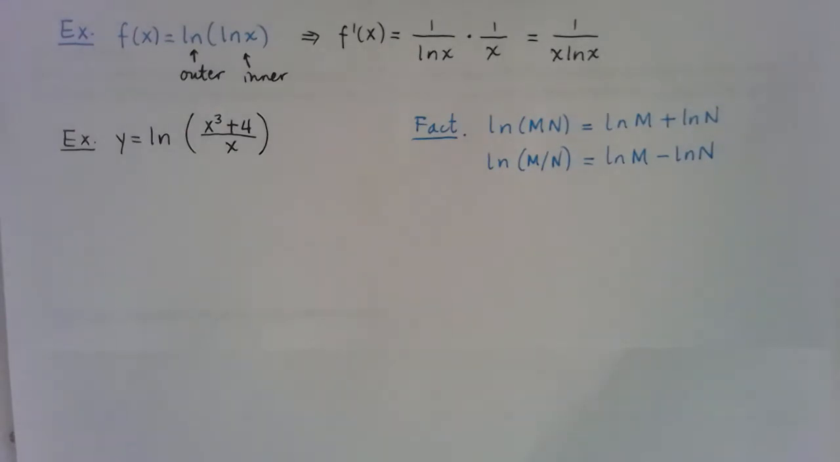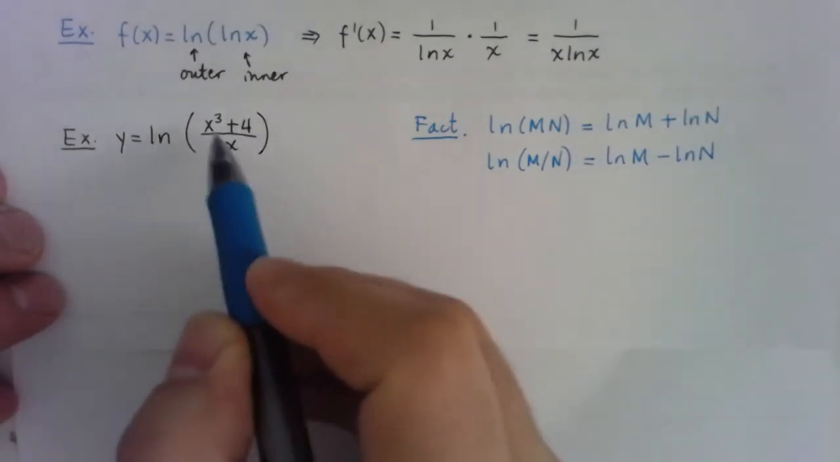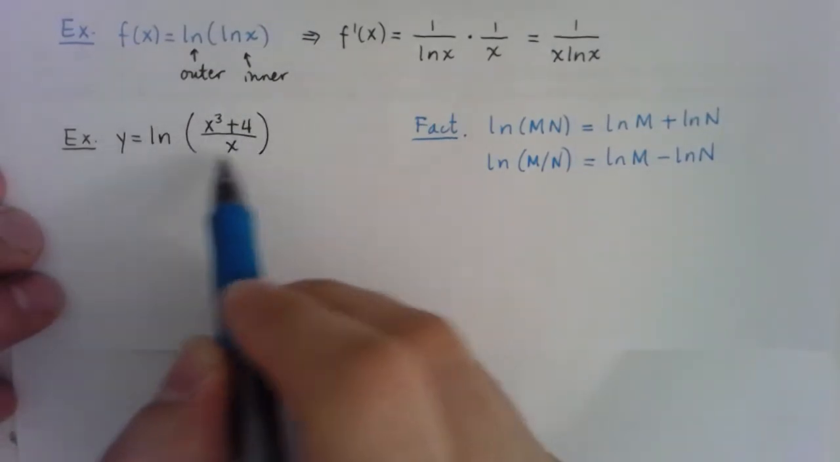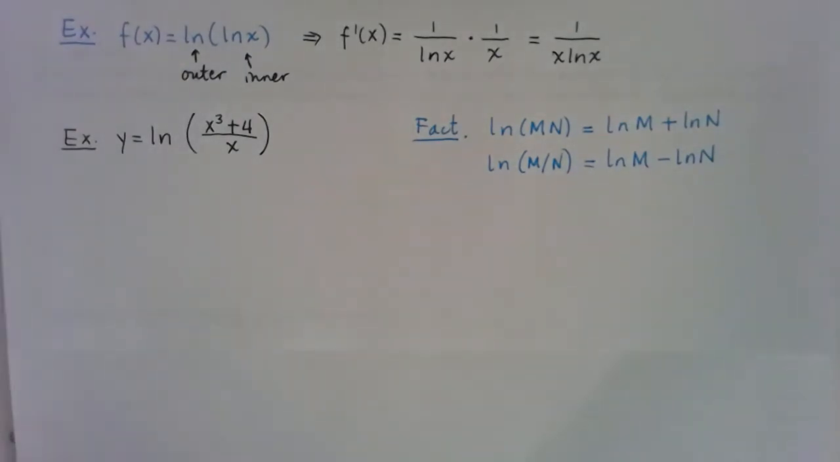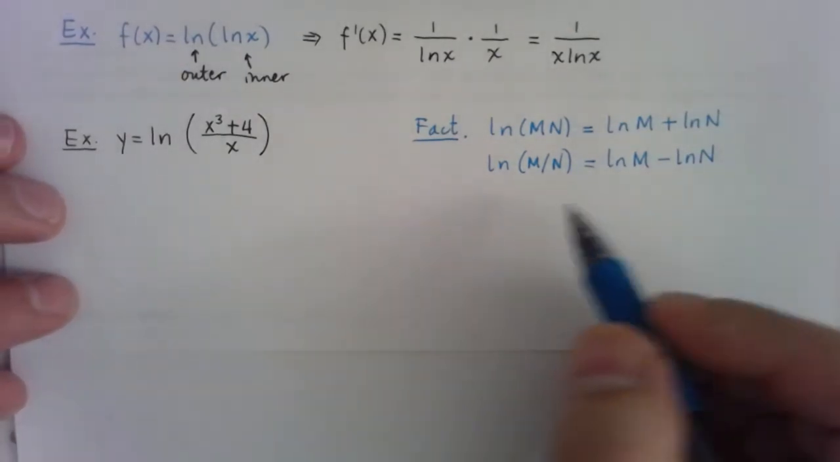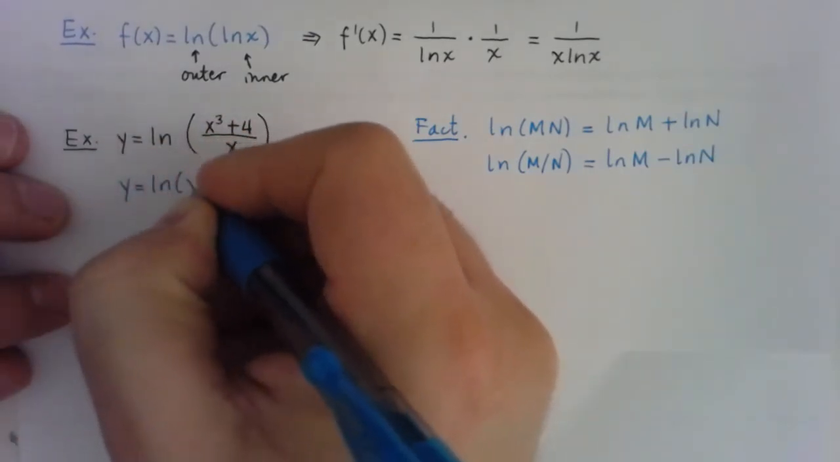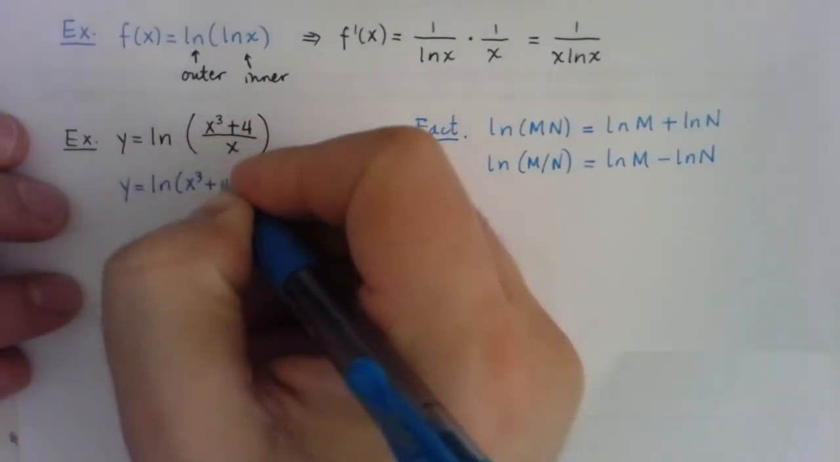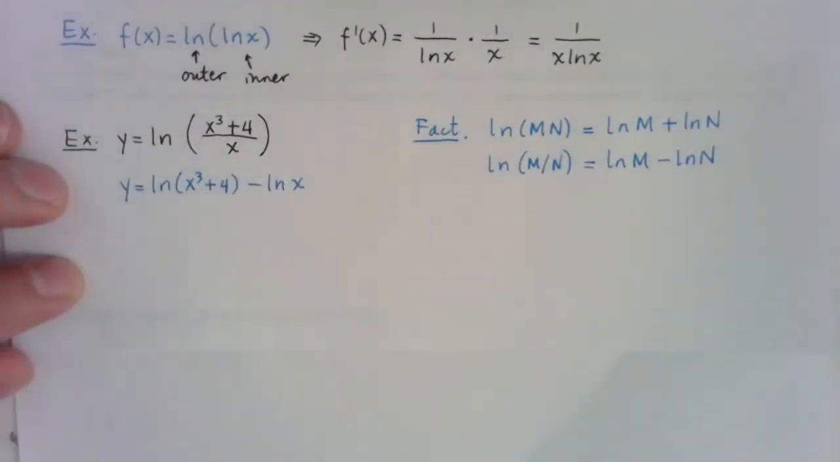So it's better to apply that in this problem, because otherwise you will take the derivative of the whole thing, 1 over the whole thing for ln, and then use the quotient rule. Maybe you can simplify by dividing by x, but this way will make it the easiest. So you can write y as ln x to the third plus 4, and then minus ln x.